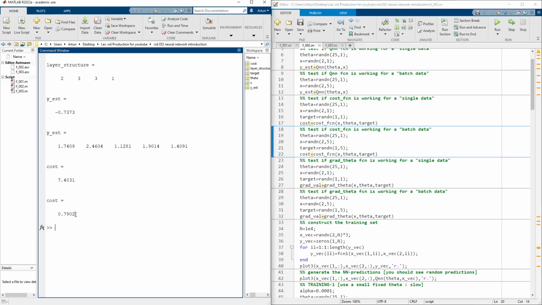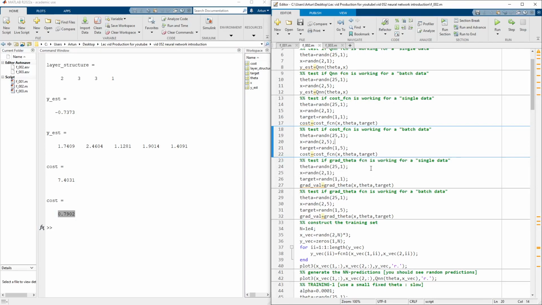Okay, here, but cost of course should be a scalar number. Okay, and here it says test if gradient theta is working for a single data. Here this is single data 1, right? And input itself is 2-dimensional, but output is scalar. Here we have again 25 randomly generated parameters, and this is gradient theta function.